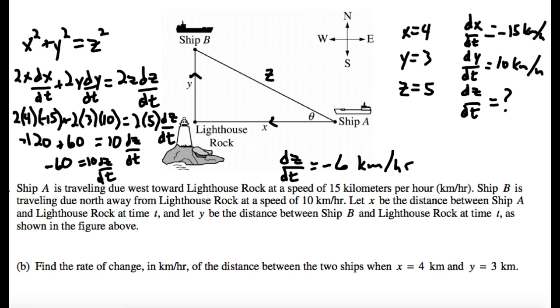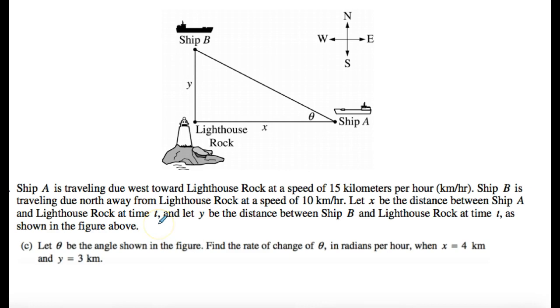All right. So let's take a look at part C here. There was actually a part C. Part C is let theta be the angle shown in the figure. We want to find the rate of change of theta in radians per hour when x equals 4 and y equals 3. So here, I need to figure out some way to relate theta, y, and x. This is something we haven't really taken a look at yet. But if I'm thinking about right triangle trigonometry, if I'm looking at this angle and these two sides, this would be the opposite side, this would be the adjacent side.